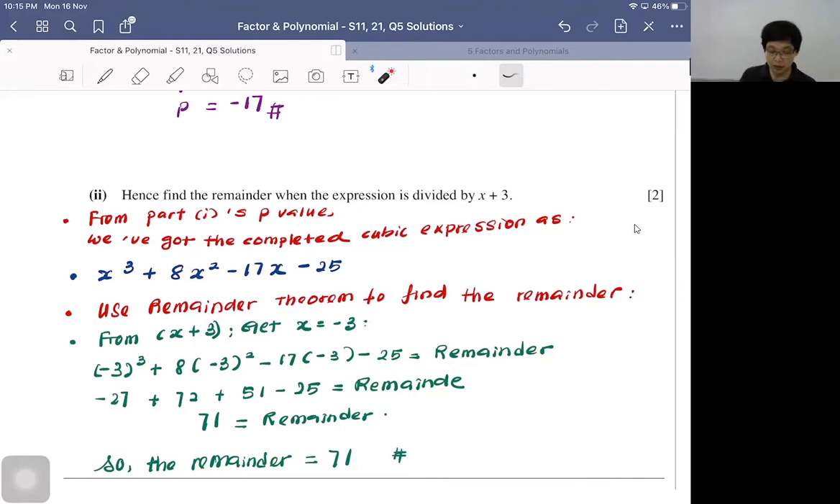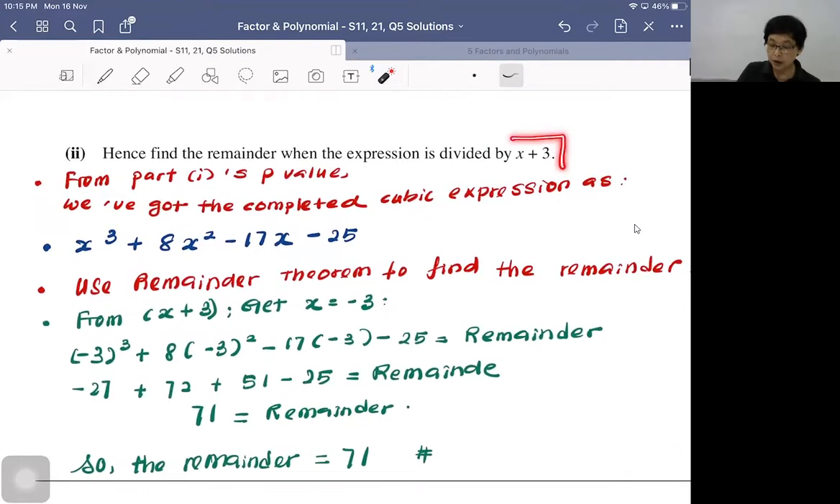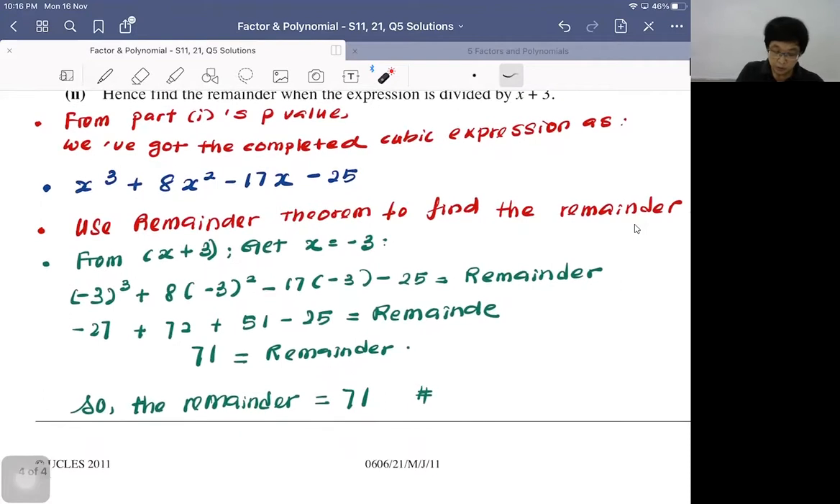The strategy is still the same. From the divisor x plus 3, we will draw out the x value that I have stated here. From x plus 3, we get the value of x as negative 3. With a gentle reminder again, flip the sign of the value inside the divisor. So positive 3 to negative 3.